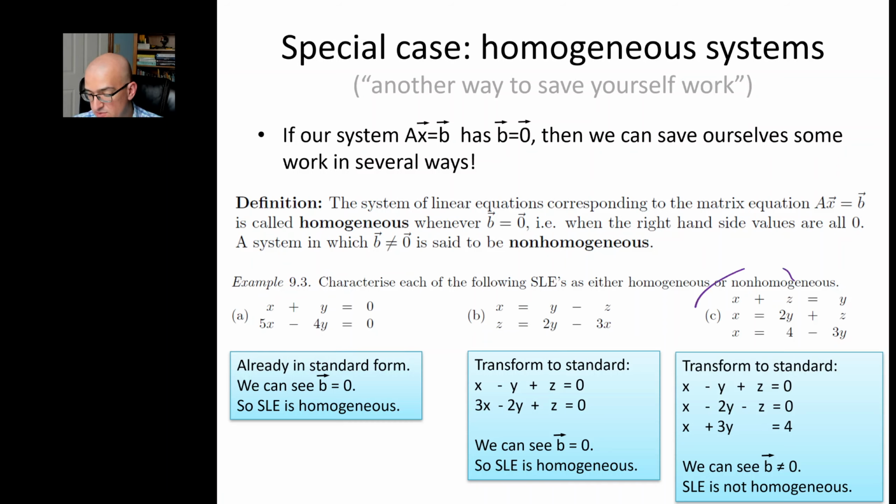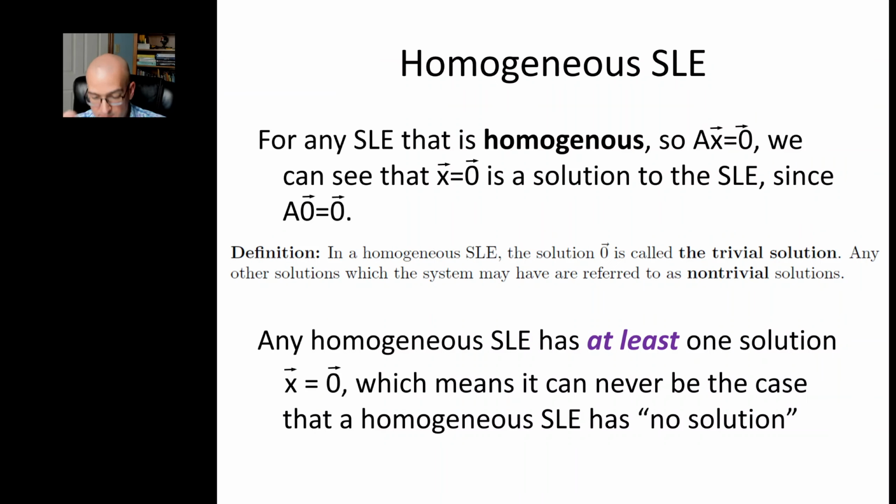But it's not going to be a solution for this one here. Replacing x and y with 0, you're going to get, in the third equation, 0 plus 0 is equal to 4, which is not true. So automatically, a homogeneous system cannot have no solution. It has to have at least one solution. It could have a family. It could have only one, but it cannot have no solution.